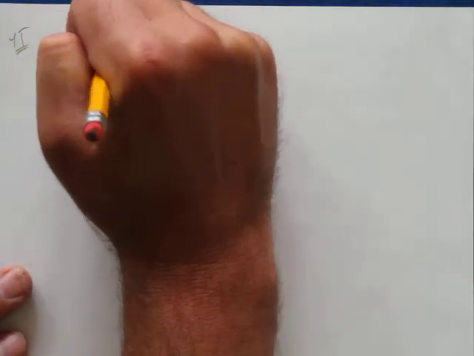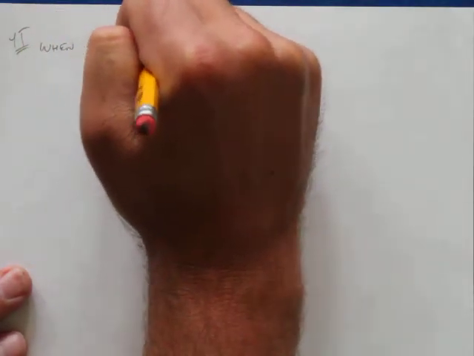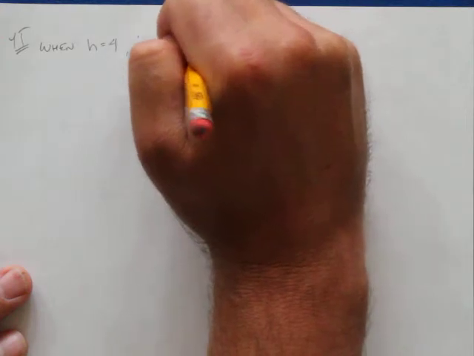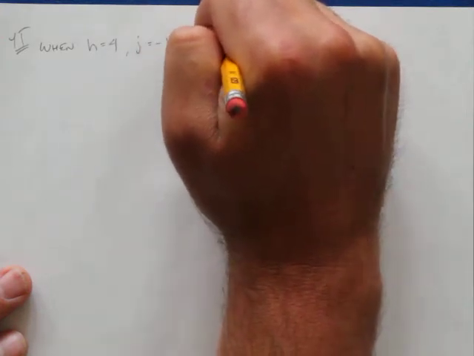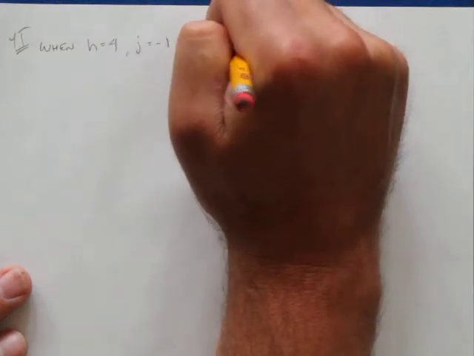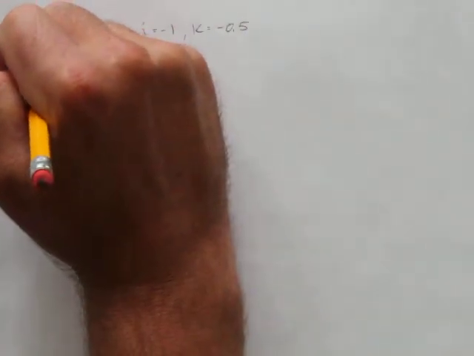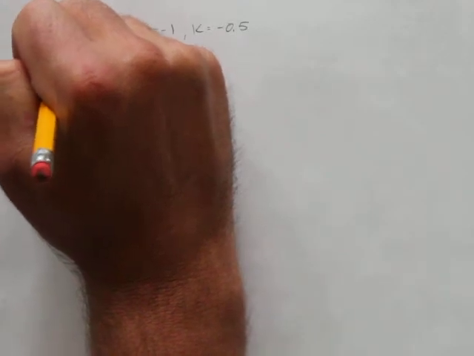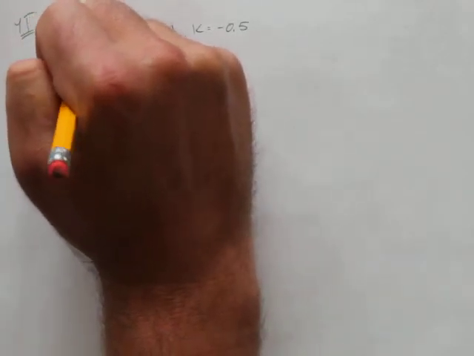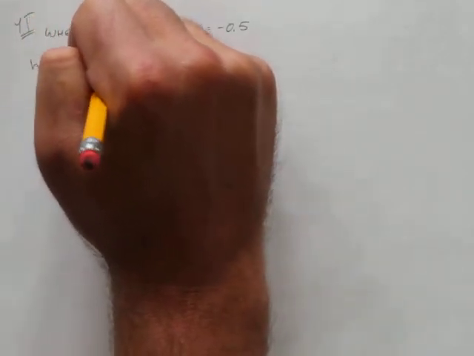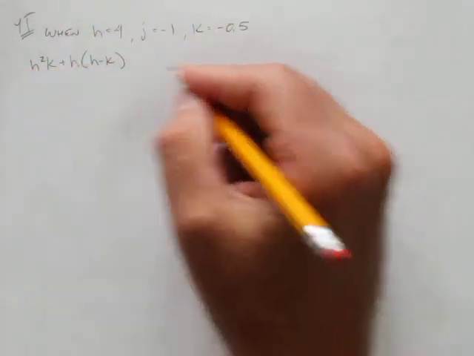So when h equals 4, j equals -1, and k equals -0.5. All right, I'm going to give you 2 examples to do here, and then we're almost done with our notes. So here are your examples to do on your own. H squared times k plus h times h minus k. So you're going to do that one.